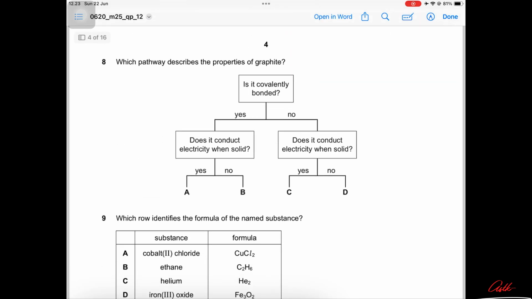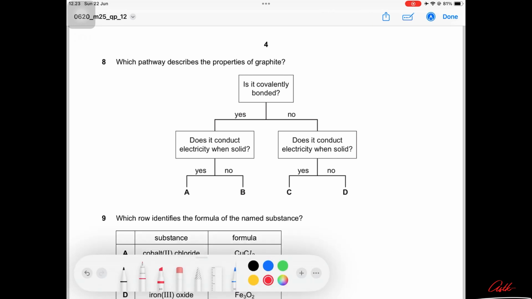Okay, be ready for number 8 about graphite. Which pathway describes the properties of graphite? Okay, this is so easy. Graphite has covalent bonding. So the first pathway you will choose, yes, of course. So circle it, and then does it conduct electricity when solid? Yes. So the answer will be A.